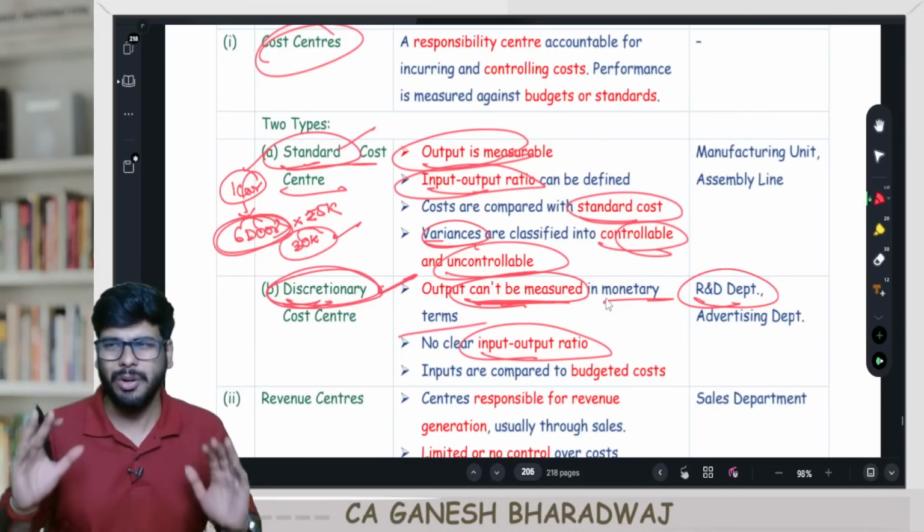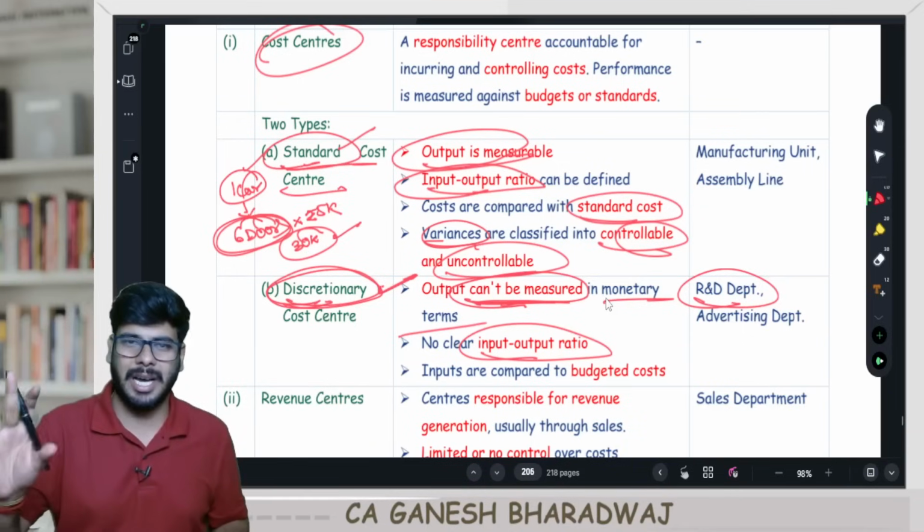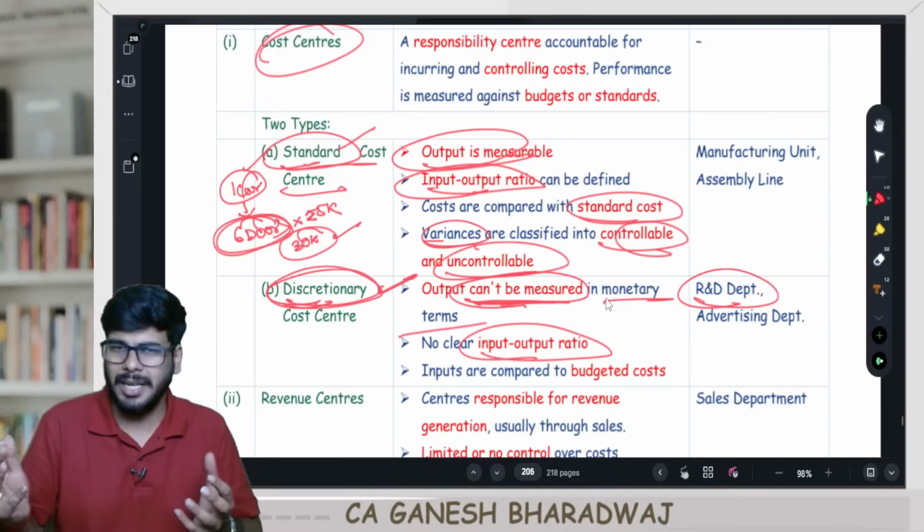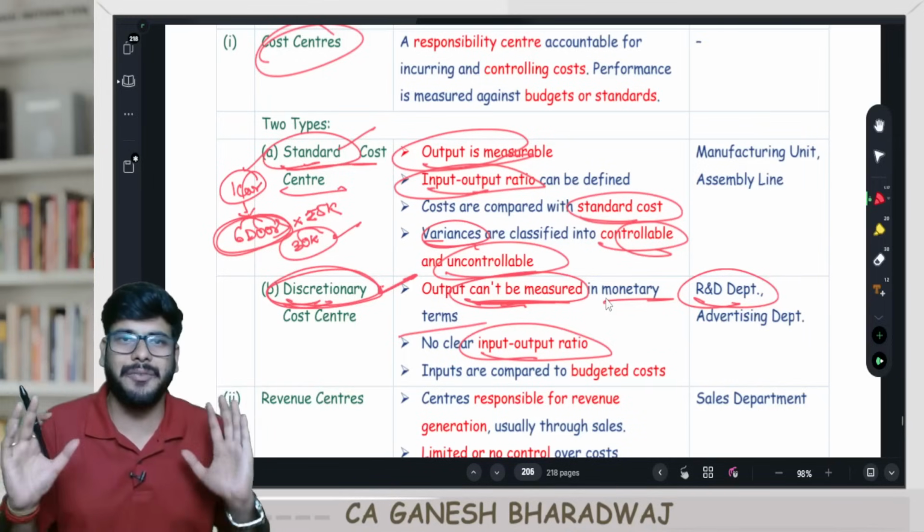Max, what you can do? You can fix an overall budget. Sir, for this R&D department, I have so-and-so budget, right? If it exceeds or if it is below that, maximum I can say, sir, this is the difference, the variance.